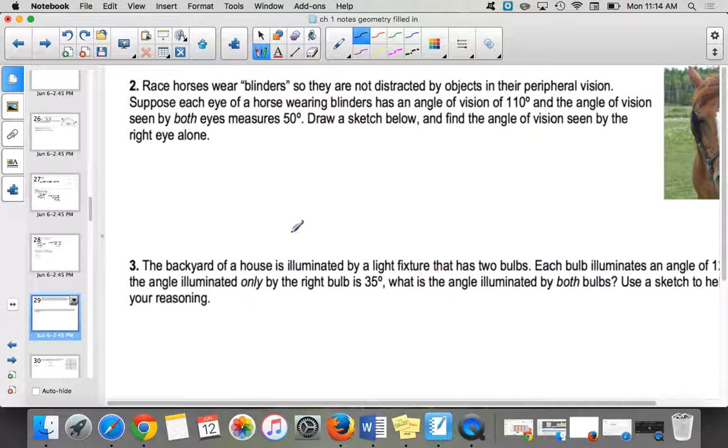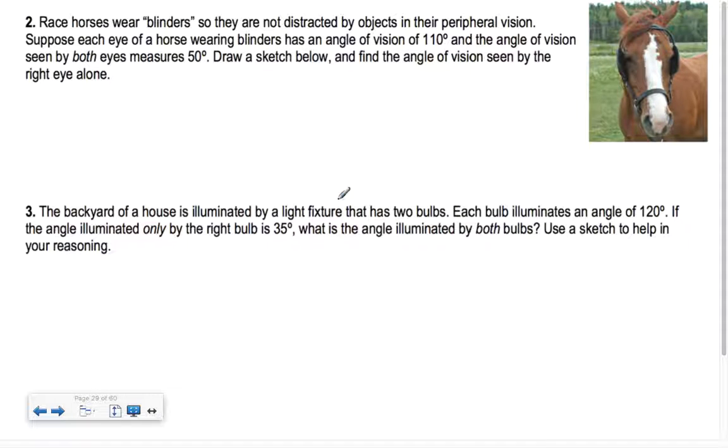All right. So this one talks about racehorses. It says racehorses wear blinders so they're not distracted by objects in their peripheral vision. You guys see horses wear these little things on the side. If we have these things on our sides, if I close my right eye, I can only see from here and then a little bit over here. Are you guys all doing this? Close your right eye. Now close your left eye. You can almost see everything, but not everything that you could have seen with just your one eye.